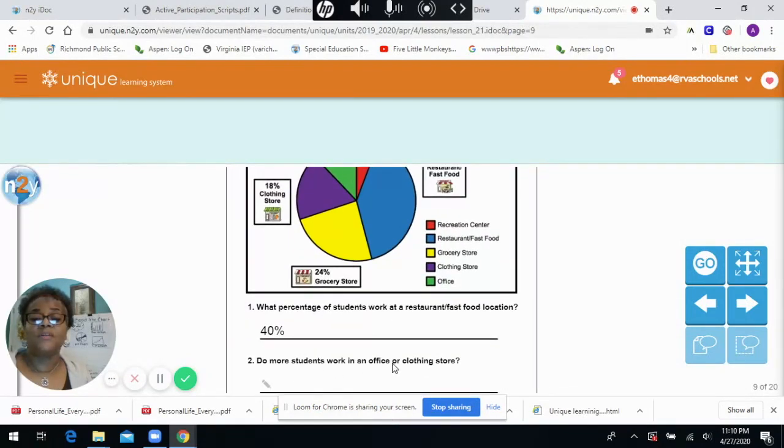Do more people work in the office or the clothing store? So we say more people work in the clothing store. Sorry, I misspoke. So more students. Let's see. Clothing store. They only allow you to type a couple of things too. Clothing store.